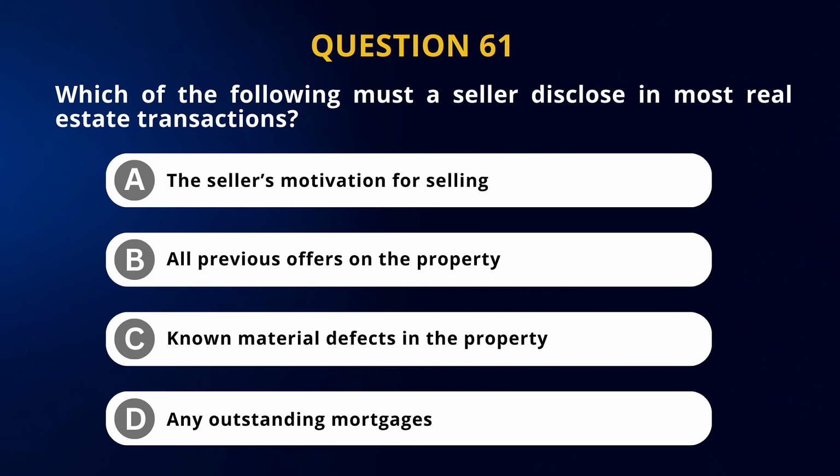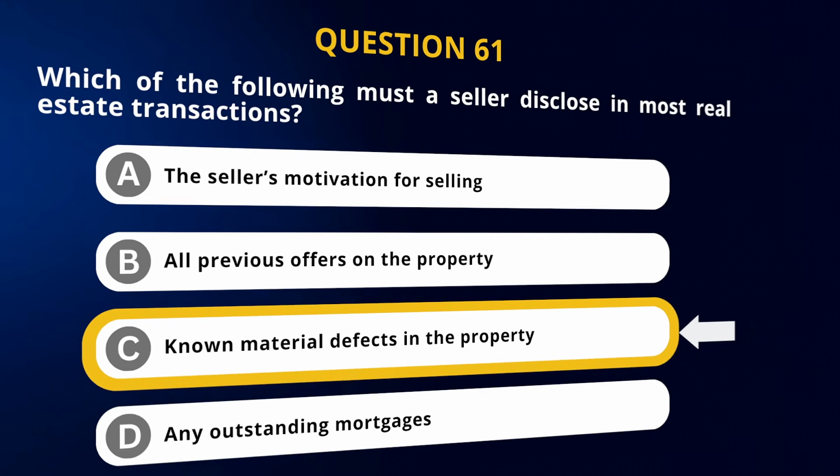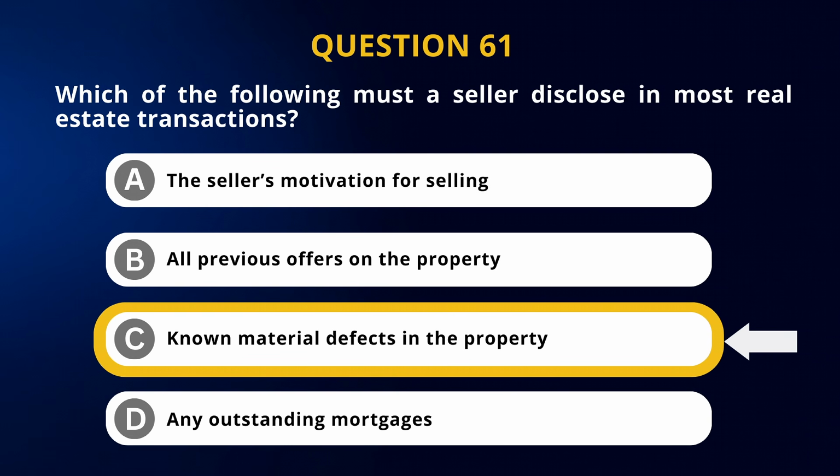Question number 61. Which of the following must a seller disclose in most real estate transactions? Letter A, the seller's motivation for selling. Letter B, all previous offers on the property. Letter C, known material defects in the property. Letter D, any outstanding mortgages. And the answer is letter C, known material defects in the property.